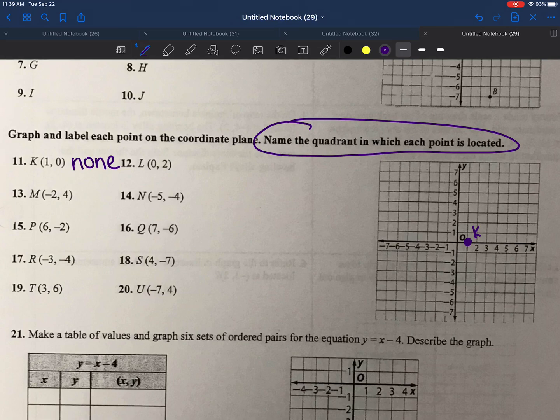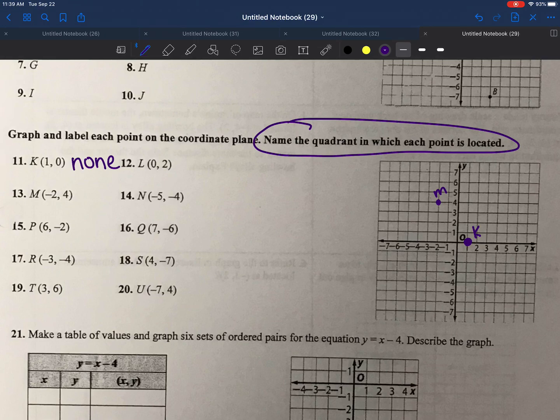Okay? All right, who wants to try number 13? Jackson. -2, +4. How would I get there? Where do I start? At the origin. Okay, start at the origin. You go 2 left, and then you go 4 up. All right, put my point. What would I label that point? M.